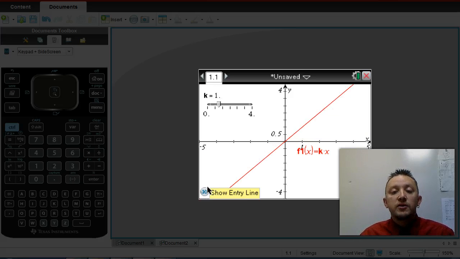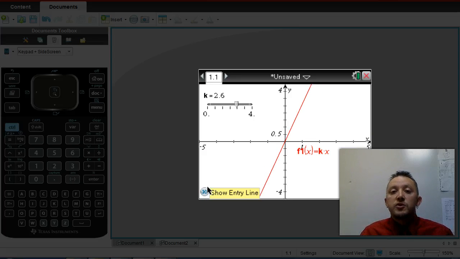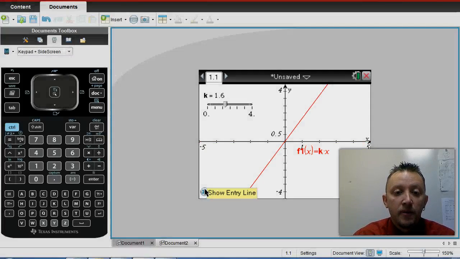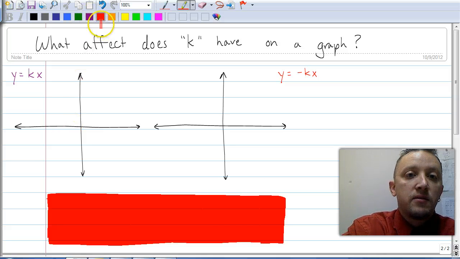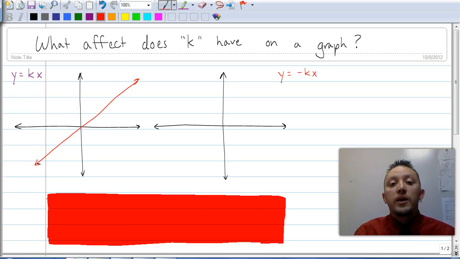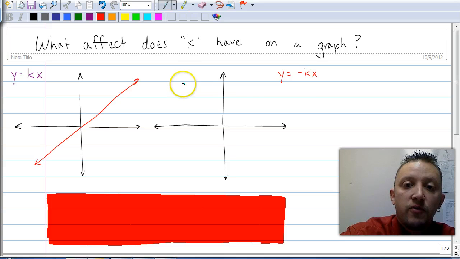I'm not going to do it on my screen here, but if k is negative, the same thing is going to be true. It's just that it's going to be going down from left to right as opposed to going up from left to right. So let's summarize this. When k is positive, the line is going to increase from left to right. When it's negative, it's going to decrease from left to right.